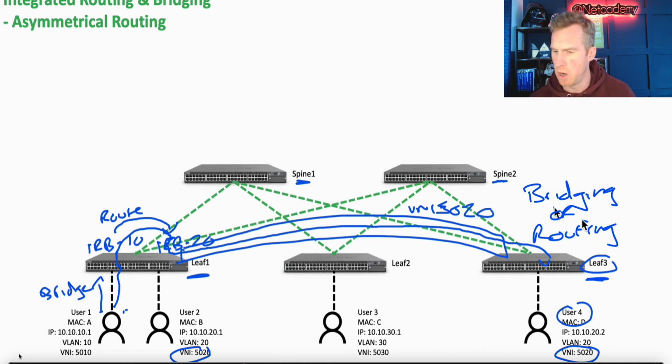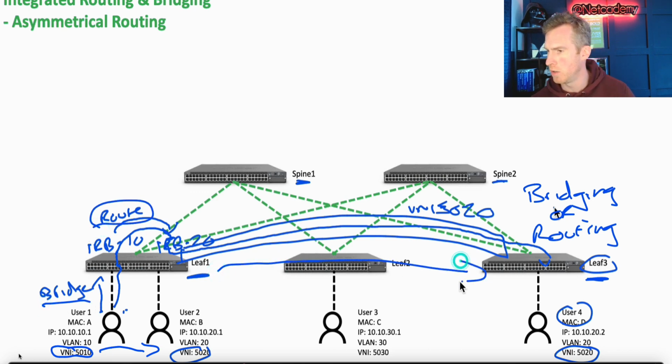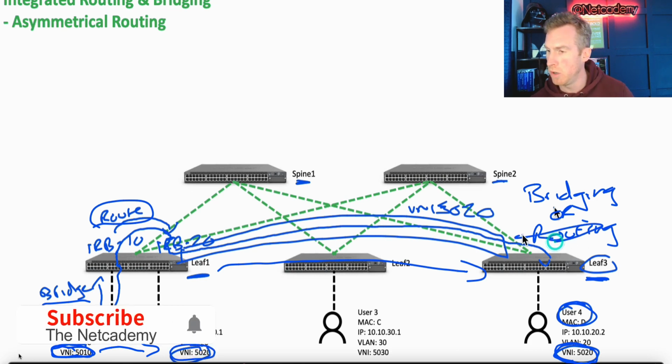We have routed over from VNI 5010 with the IRB.10 interface over to VNI 5020 with the interface IRB.20. So first we bridged, then we routed, and then it's come over the network to leaf 3. User 4 is in VNI 5020. We have already routed from VNI 5010 over to VNI 5020. So the answer is no, we do not need to do any routing on leaf 3.